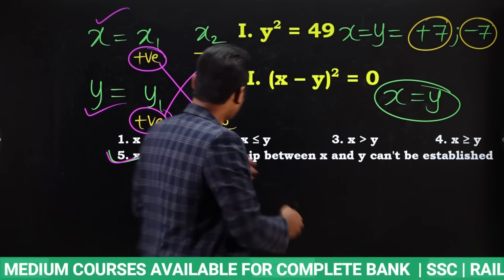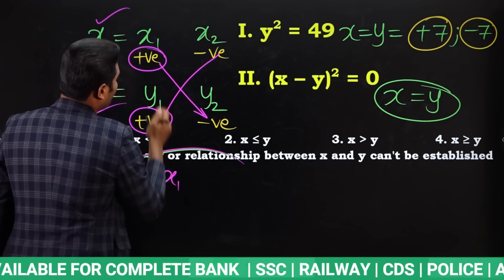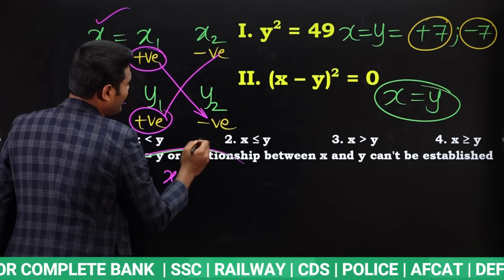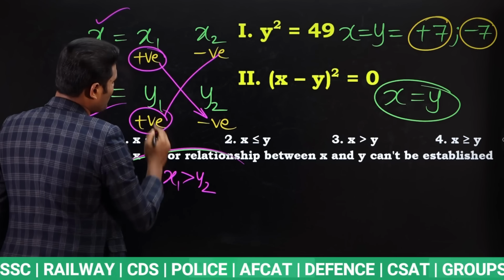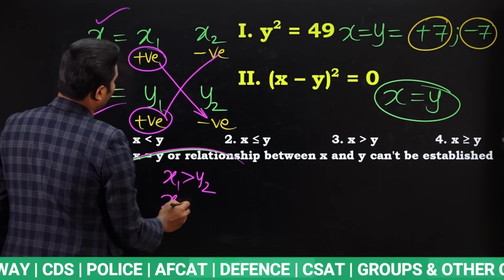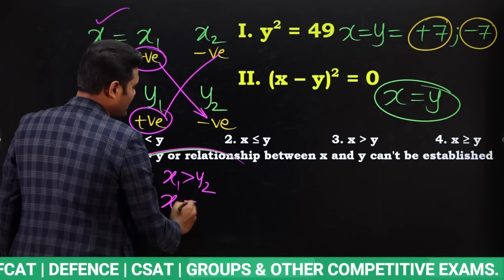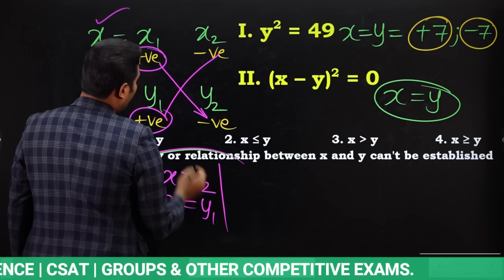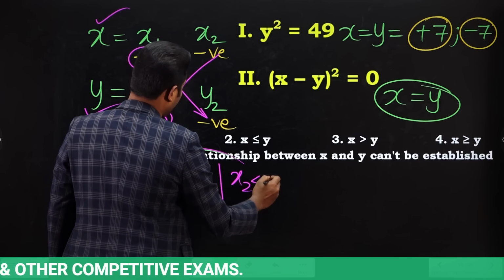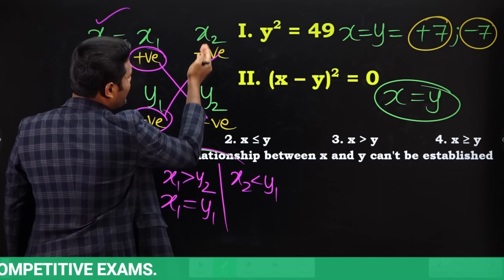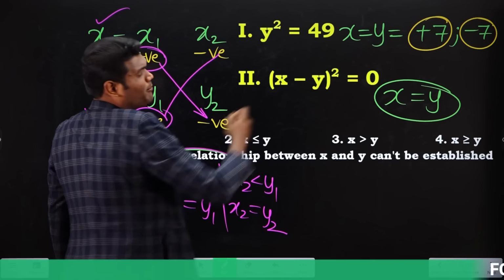If you want, you can compare all of this. If you compare, look here. If I compare x1, y2, x1 is greater than y2. Next, if I compare x1, y1, both of them are 7. So x1 is equal to y1. Next, if I compare x2, y1, x2 is less than y1. Next, if I compare x2, y2, x2 is equal to y2, both of them are minus 7.